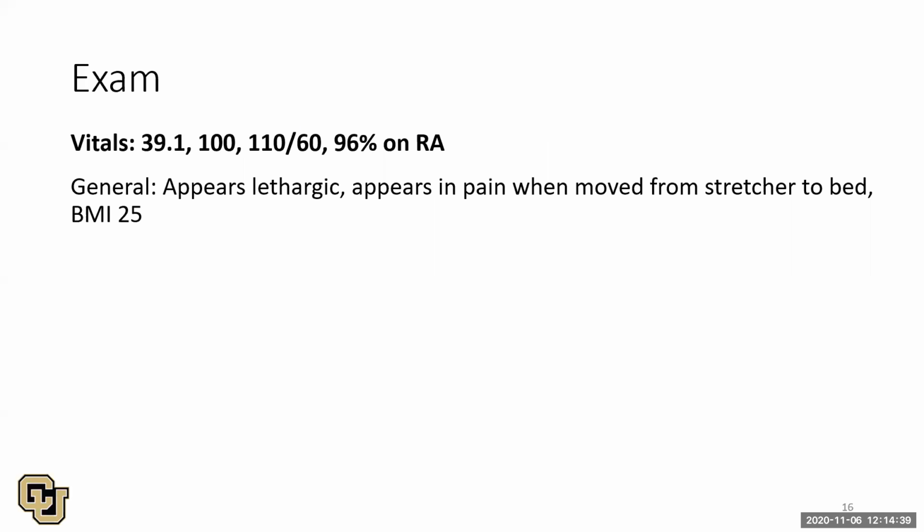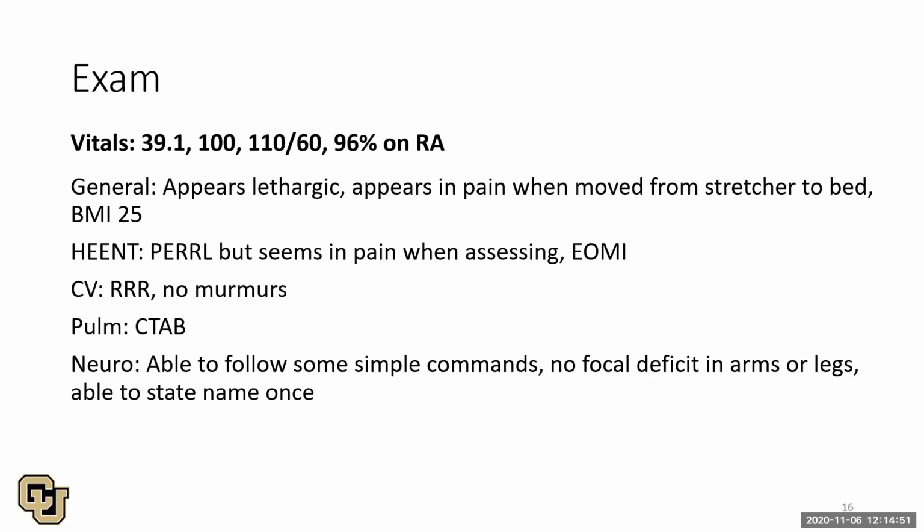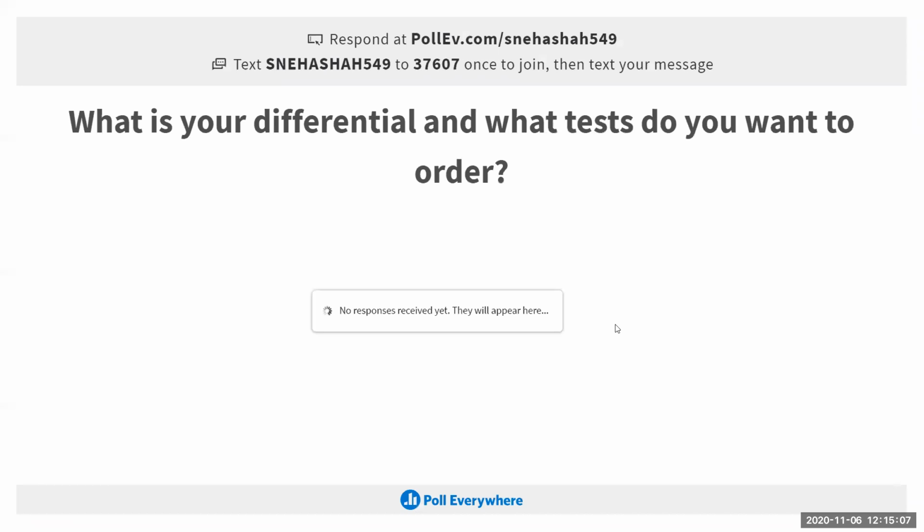He appears lethargic, seems to be in pain with both movement and grimacing when you're checking his light reflexes. Heart and lung exams are fine. He's able to follow simple commands. You have to prompt him a couple of times, but you notice that there are no focal deficits in his arms or legs. And he is able to state his name one time for you. His skin exam is normal. Okay. So based on the information you have so far, what is in your differential and what tests do you want to order?